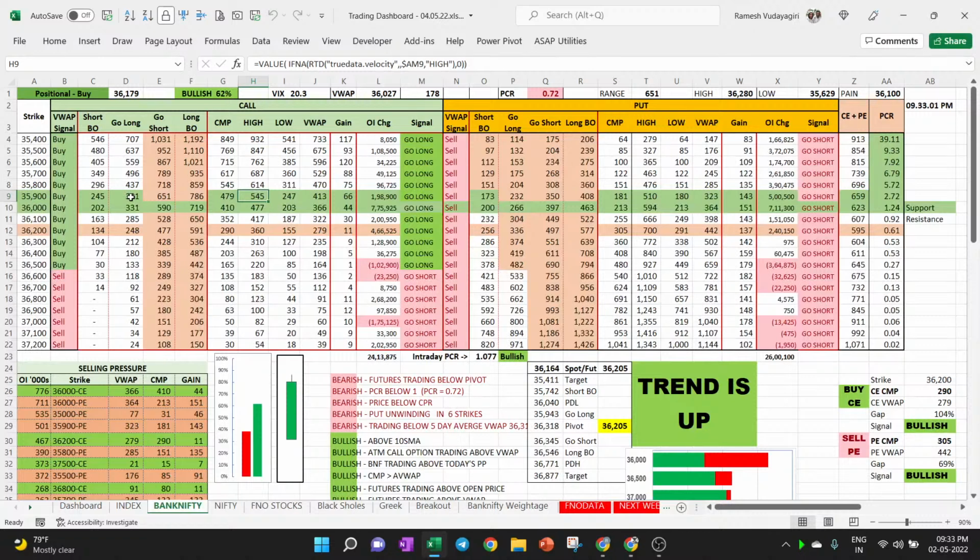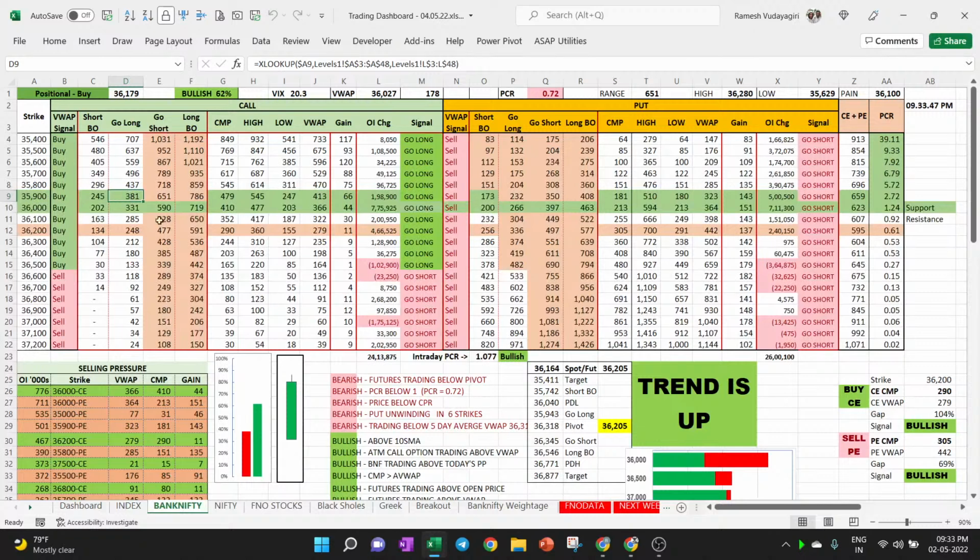So what happened here? Above 381, after the go long level came, we made a high of almost 545, and then closed at 479. So the go long level is the way you have to go as an option buyer. This is not for the option seller. For the option buyer, you have to focus on the go long level, to buy when the price goes below and then crosses above this go long level.